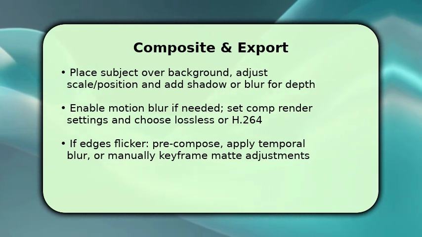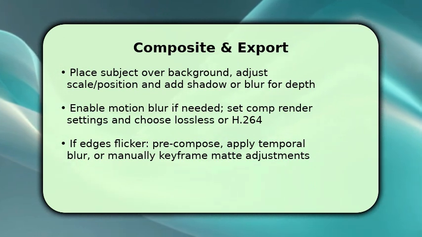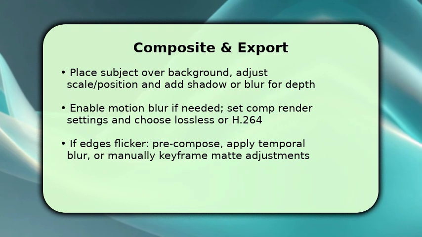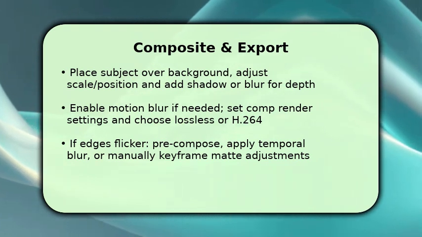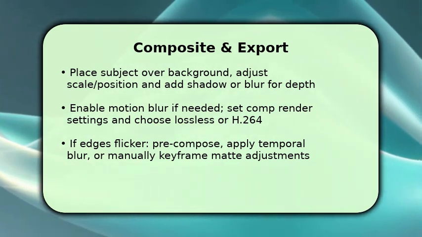For export, set your render settings to quality and choose a codec like ProRes or H.264 depending on delivery. If you see edge flicker or transparent holes, pre-compose the keyed layer. Apply a small temporal blur or animate matte choke value.